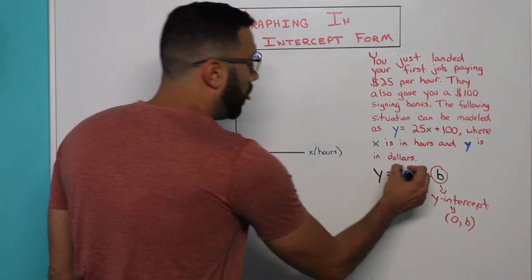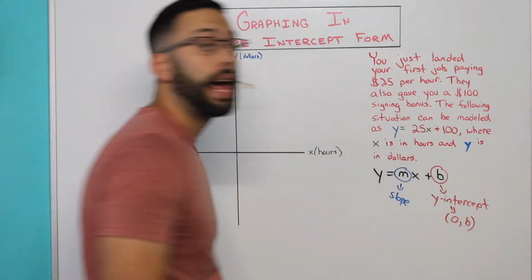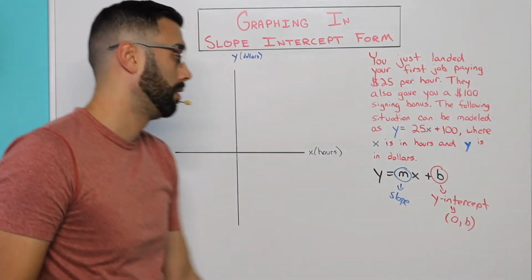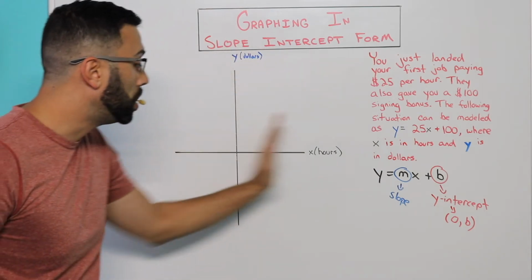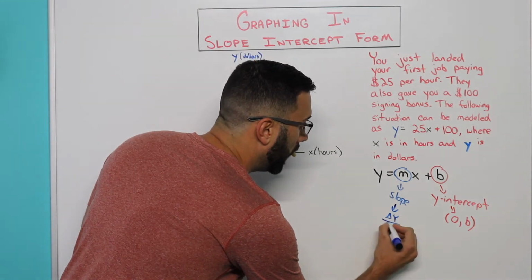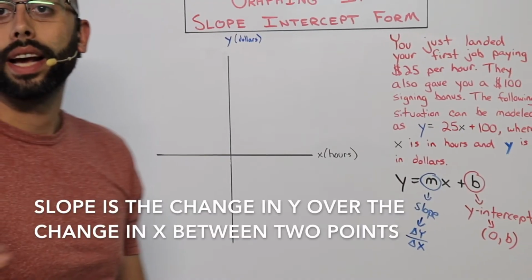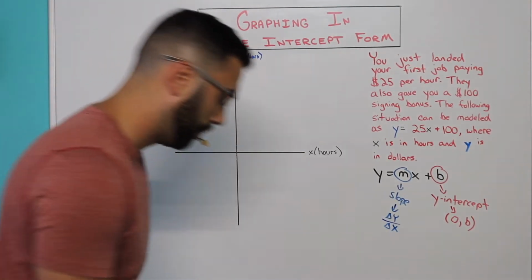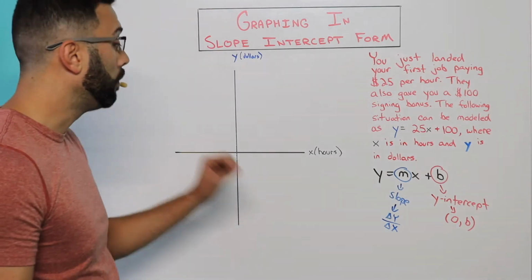Now what we need to know as well is our m, which is our slope. It is important to know that slope is not a point. It is a ratio of the change in y to the change in x. So I'm just going to write that here as well: the ratio of the change in y to the change in x. Now, once we know all this, it's easy to graph the line in this form.